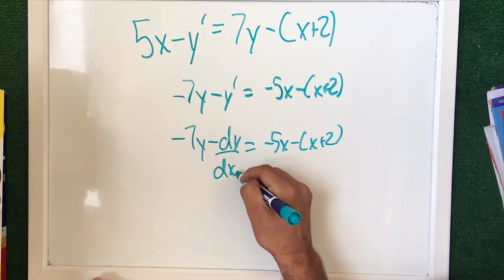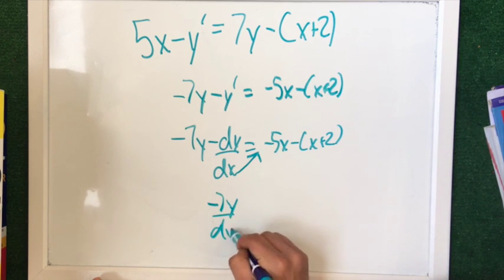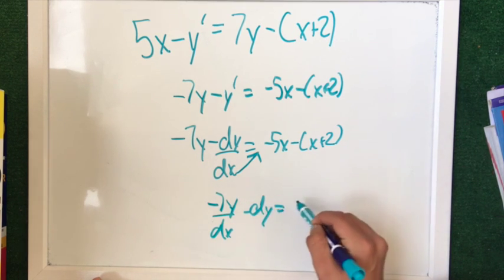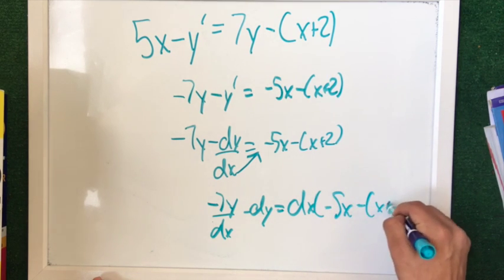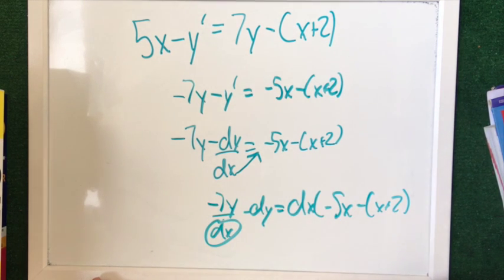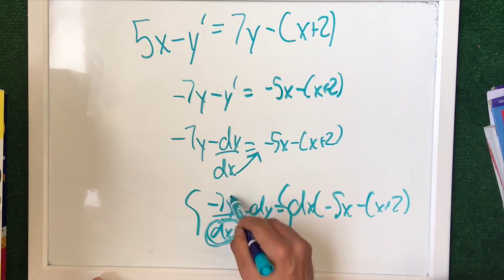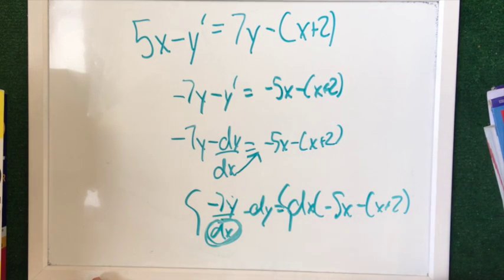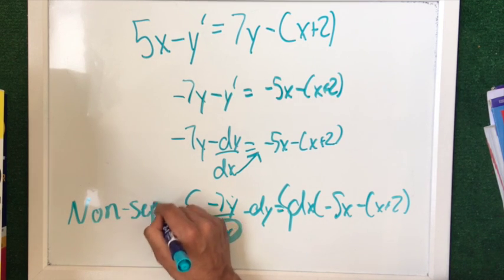As you try to move the dx to this side of the equation, you'll find that the 7y will now have the dx. And as I said before, you cannot have any dx or any variable in the denominator, and your equation is non-separable. Because as you try to take the integral, you can't, because there's a dx with a y variable. So this becomes a non-separable equation.